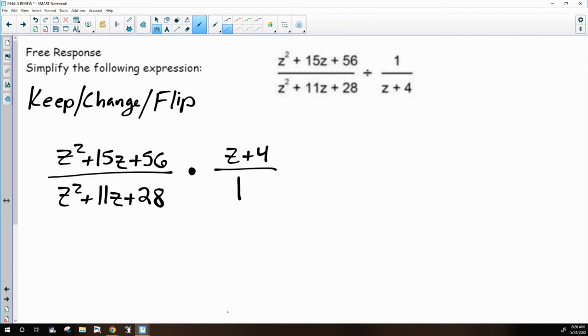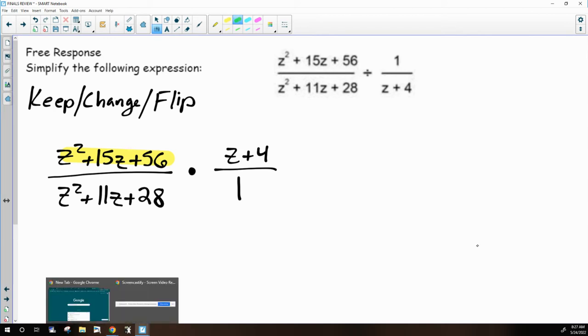After you do your keep, change, flip, now we need to figure out what all we can factor. The goal is to factor everything so we can simplify. Where can we factor in this problem? Factoring as an X method. Can you X method z squared plus 15z plus 56? Yes, because it has an A, B, C.